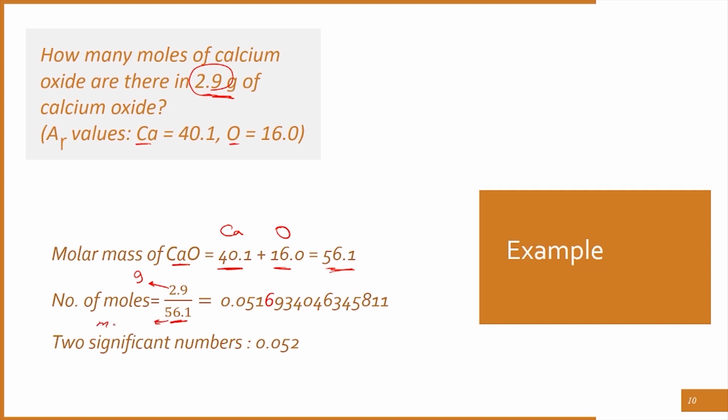The number of moles of calcium oxide, CaO, is equal to 2.9 grams divided by the molar mass of calcium oxide, 56.1, equal to a long number that starts with 0.05169. Your answer should have two significant figures, similar to the number 2.9 grams, which has two significant figures. So the answer is 0.052. The two significant figures are 5 and 2. Remember, when we round up 6, we add 1 to the one we have.